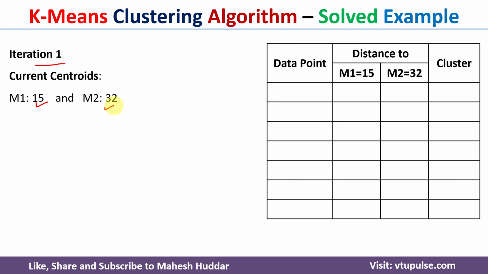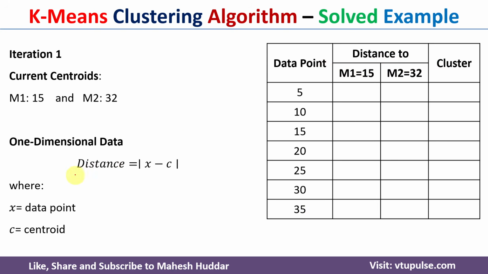is equal to 32. Here we need to calculate the distance between the one-dimensional data points and the centroids, that is M1 and M2. To find the distance, we use the following formula: distance is equal to the absolute difference between x and c, where x is a data point and c is a centroid.